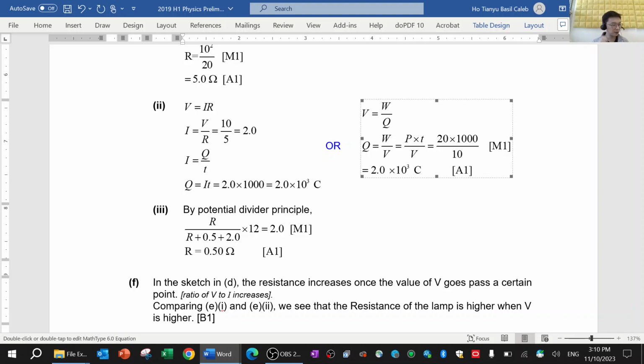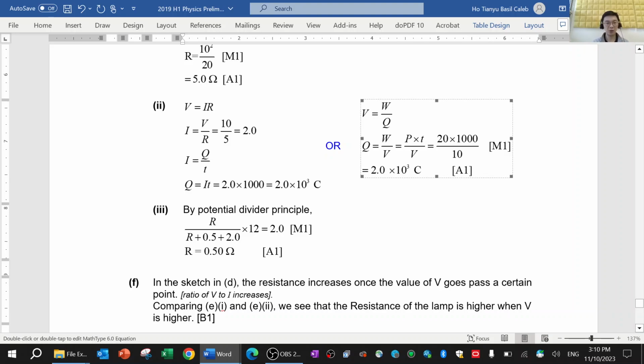The potential divider principle means that the potential across the lamp, 2 volts, is the ratio of the resistance of the lamp over the total resistance of the circuit multiplied by the EMF. Once you have that, you realize that in this one equation, there's only one unknown, R. The rest is just math: 0.50 ohms. Not an issue.